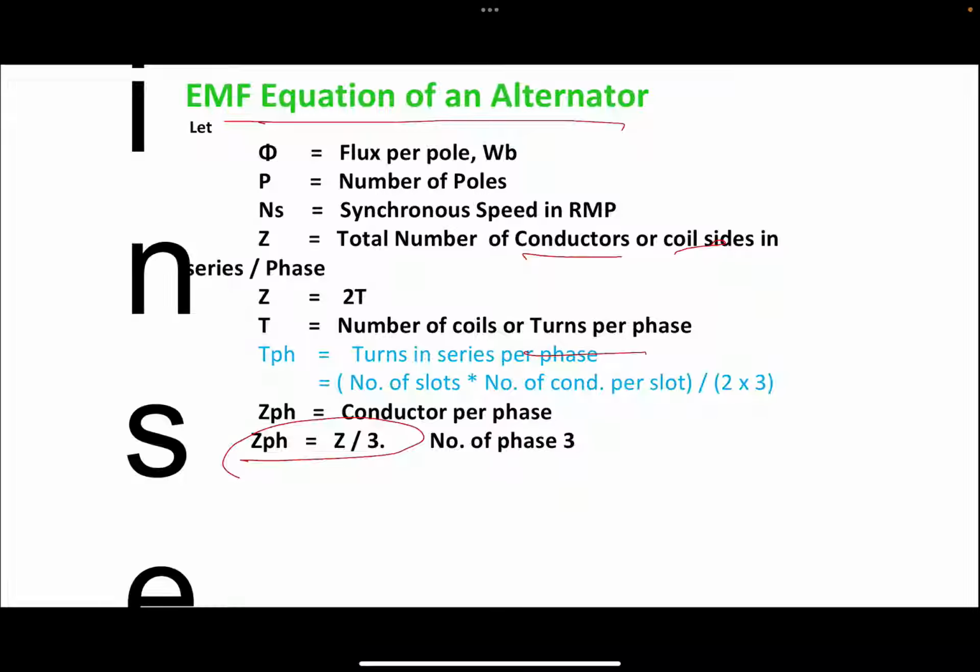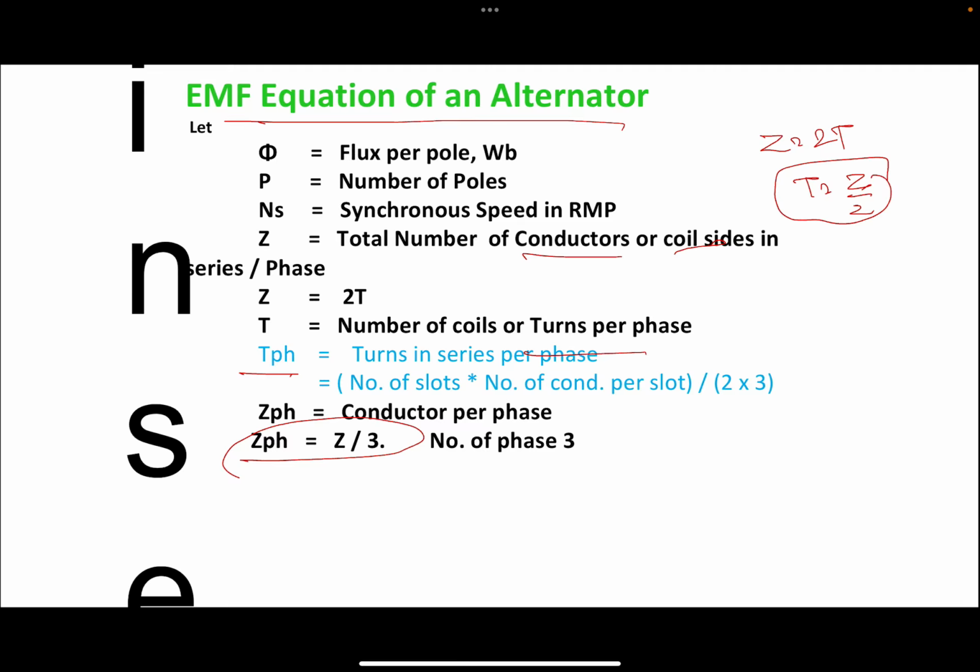Okay, and here, in the turns per phase, what they have given here is T equal to Z by 2, that is Z equal to 2T. Just now I told you that if we have 10 turns, how many conductors are there? 10 into 2, 20 conductors. So T equal to Z by 2. What is Z here? Total number of conductors. So number of turns equals total number of conductors by 2.